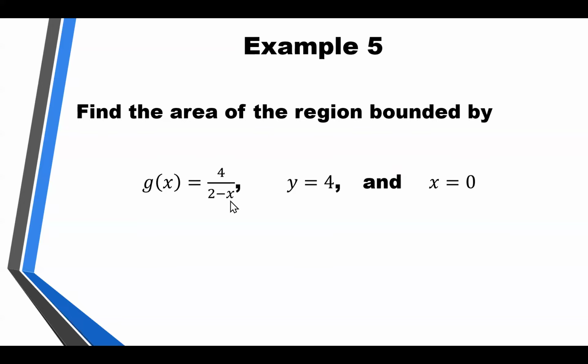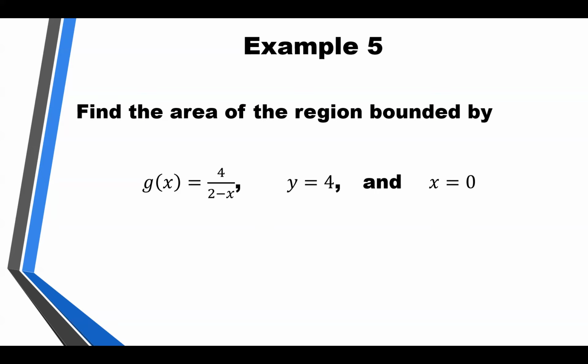Let's look at another example. Now, in this example, we have 3 curves that are going to create this region. One of them is g of x is equal to 4 over 2 minus x. The other curve is the line y equals 4. And the other is the curve x equals 0. So the line y equals 4 obviously is a horizontal line. X equals 0 is a vertical line, specifically the y-axis. And then we have this 4 over 2 minus x.